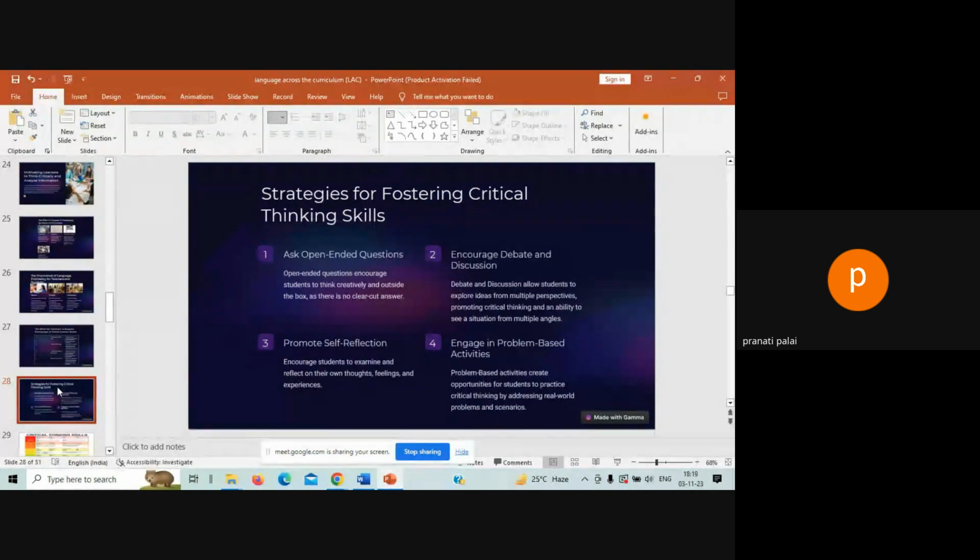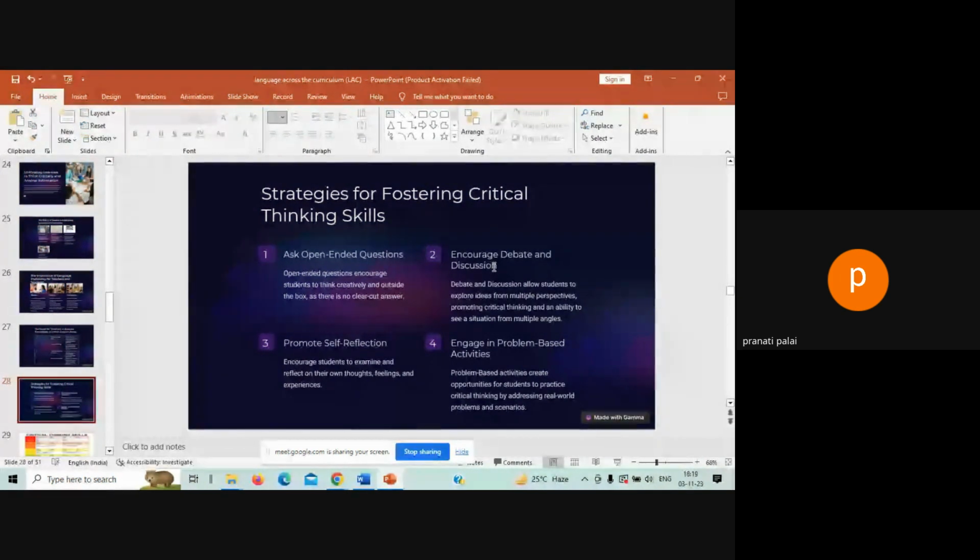Strategies for fostering critical thinking skills. Ask open-ended questions. Open-ended questions encourage students to think creatively and outside the box, as there is no clear-cut answer. This will allow the students to think creatively, and the students will come out with a better solution.